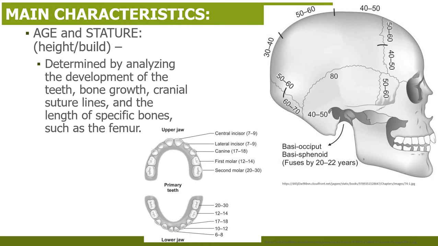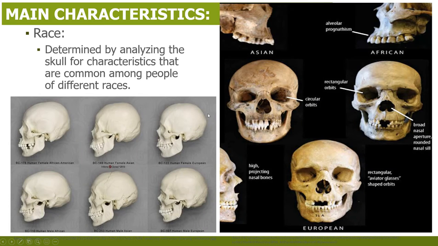Okay, going forward. We can determine race by a lot of things on the skull. The opening of the eye, the orbits is what they call it. If they're more rectangular, then it's probably an African. If they're more circular, it's Asian. If you look at European, they actually look like aviator glasses where they're flat on top and then have the little circle underneath. So they call that the aviator.